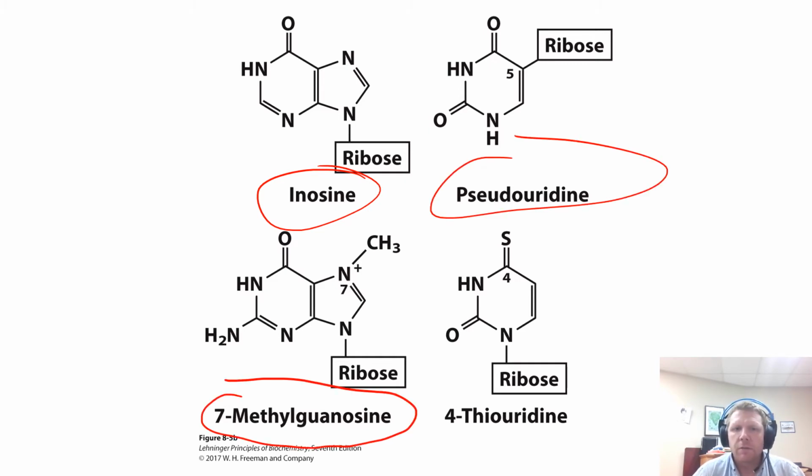7-methylguanosine, methylation at this position right here, and then 4-thiouridine, which is a thiol ester group right there.